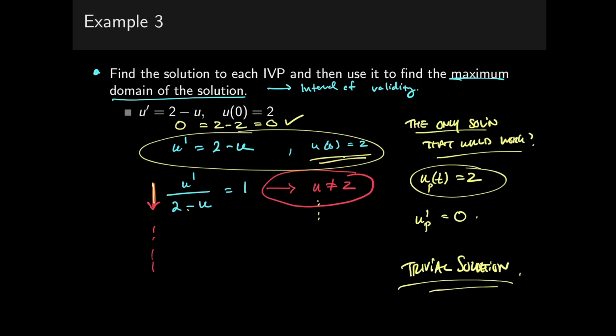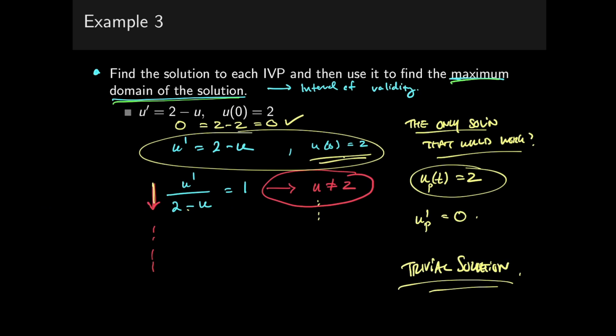So this was a little roundabout way of talking about this. What's the real thrust of this question? It says find the maximum domain of the solution. Well, the solution we care about here is the trivial solution. Do we have any domain problems in the trivial solution? Can I plug whatever I want into u of t equals 2?